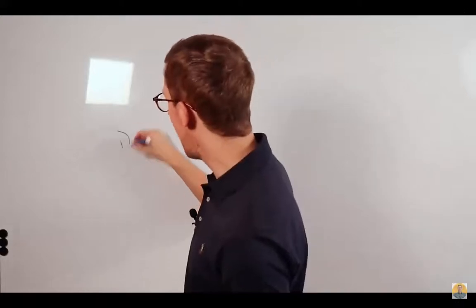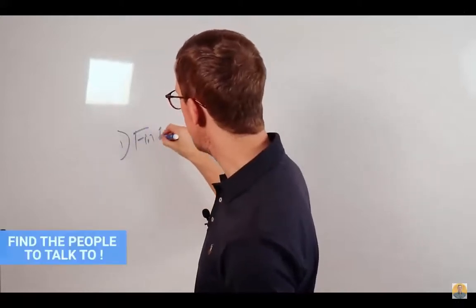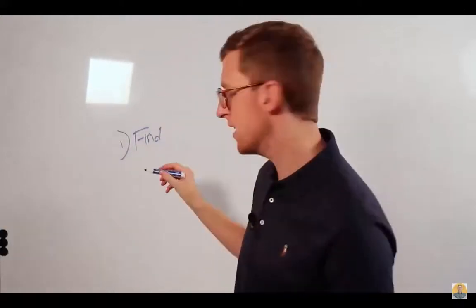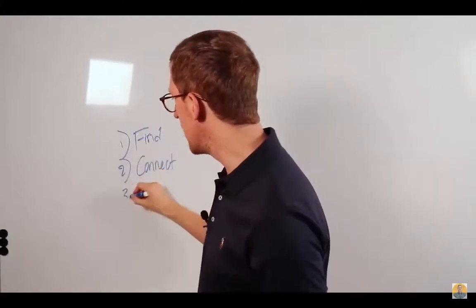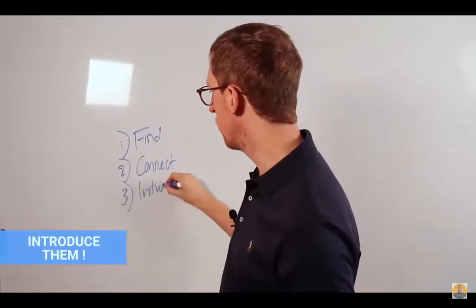So how do you prospect 10 complete strangers in a week? Because imagine if you and your team start to make that goal: every single week we're going to prospect 10 new people. So the first step really is actually finding them. So we need to find the people to talk to, we need to find the people to prospect, we need to connect with those people, and then we need to introduce them to what it is that we've got, right?